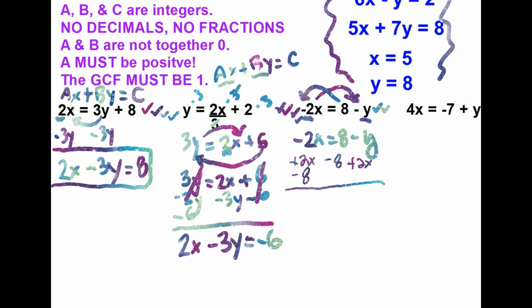Okay? These 2 x's cancel. These 8 cancel. And so I am left with right here, y'all, 2x, we want our A to be positive, minus y is equal to -8. Now we got our A to be positive. We can put our check here. Is the greatest common factor between these numbers 1? Well, 2, -1, and -8 only have 1 in common.